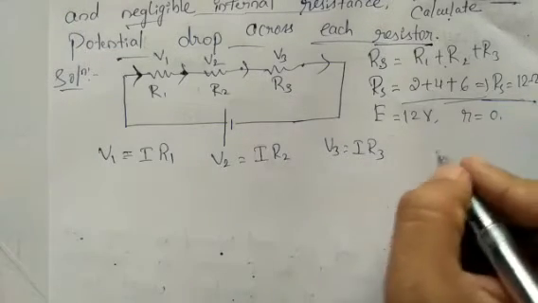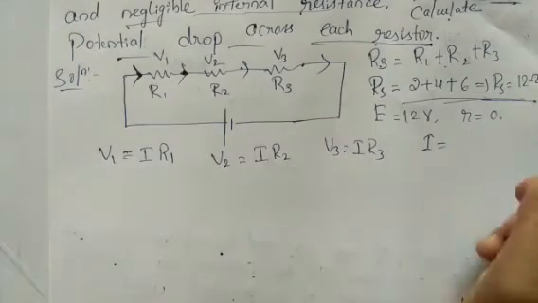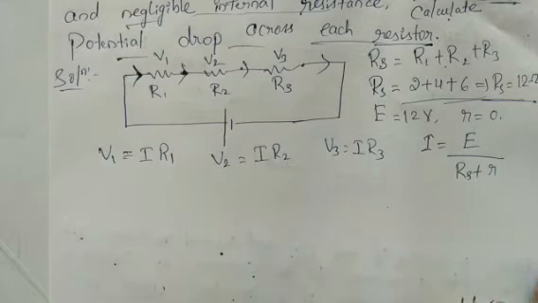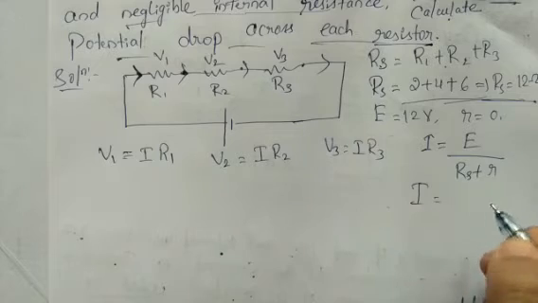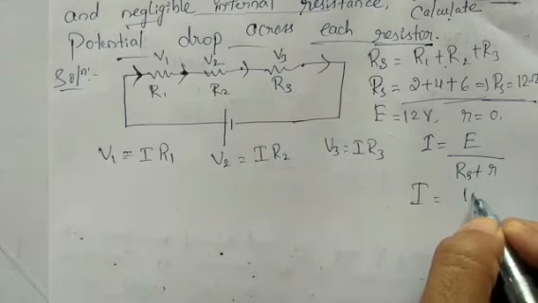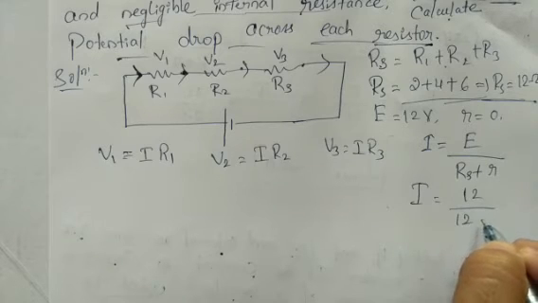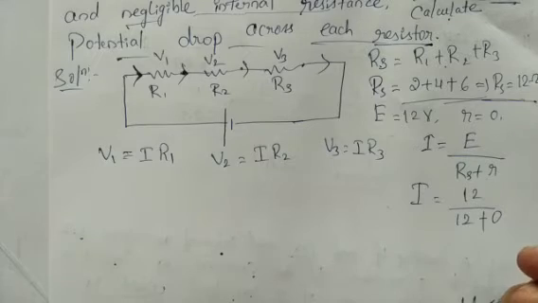So let us see what the amount of electric current is. That is given by E divided by capital R series plus small r. So this implies I is equal to 12 divided by the series combination, which is 12 ohms, and the internal resistance is 0.